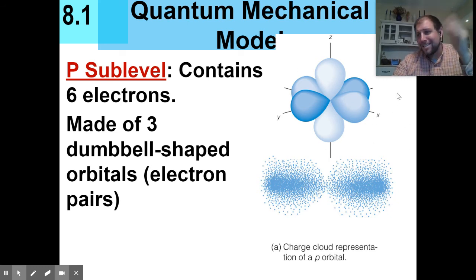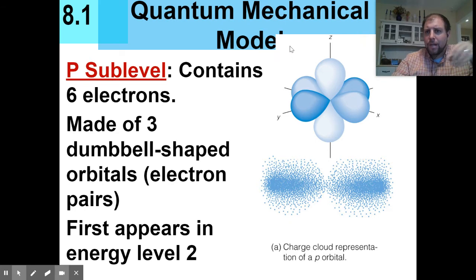And I just got some balloons ordered from Amazon. I'm gonna do some balloon animal art to show you what this looks like. But this is what the p sublevel looks like. This is what the probability clouds of electrons look like for that cluster.